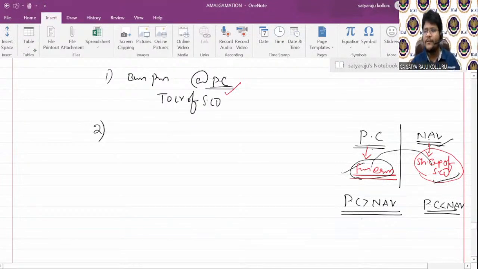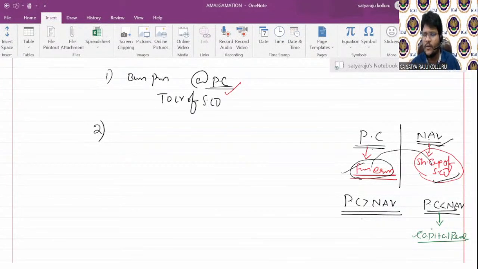In case of amalgamation in the nature of purchase, if PC is less than NAV, which adjustment did you make? You treated it as a capital reserve, right? Here also we are treating it as a capital reserve. There is no difference. If PC is less than NAV, you are paying a very small amount but getting more benefit, so such profit is simply transferred to capital reserve. Whether it is amalgamation in the nature of purchase or in the nature of merger, the treatment is the same.